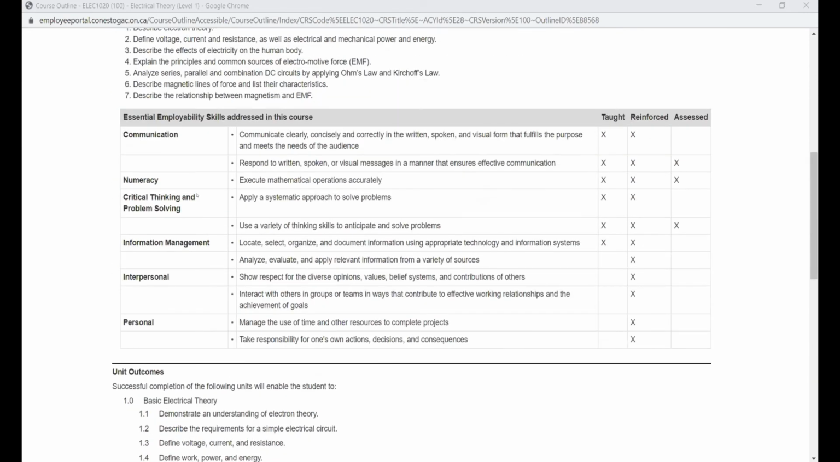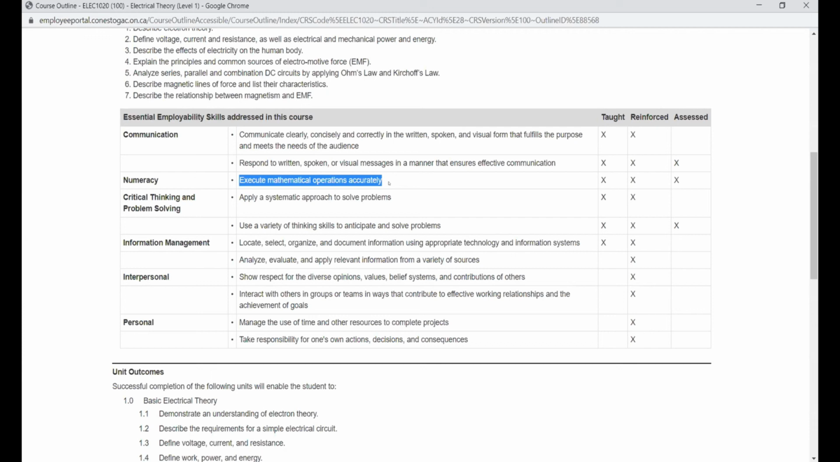You can see that right here. One of the essential employability skills that you are going to be gaining from this course is to be able to execute mathematical operations accurately. In order to do that, because I know that some of you have been out of school for a while, during the first week we are going to concentrate on 2 themes.